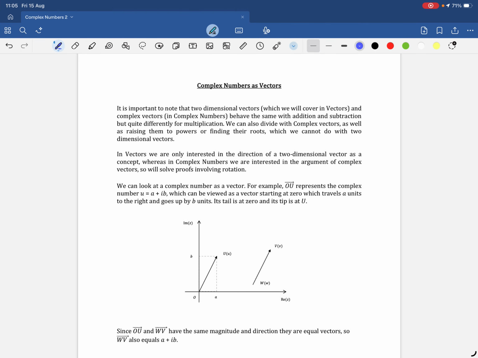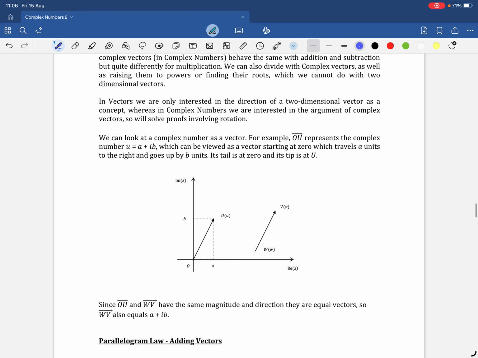Okay, today we're going to have a look at complex numbers as vectors. It's important to note that two-dimensional vectors, which we will cover in extension 1, and complex vectors behave the same with addition and subtraction, but quite differently for multiplication. We can also divide with complex numbers, as well as raise them to powers or find their roots, which we can't do with two-dimensional vectors.